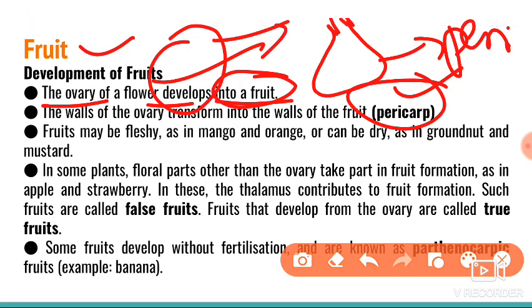The outermost layer of the fruit, that outermost layer of a fruit, we call it a pericarp. For a 1 mark question it is also very important. Pericarp, we call it a pericarp. And one diagram is given here, a fruit diagram, you can see here.